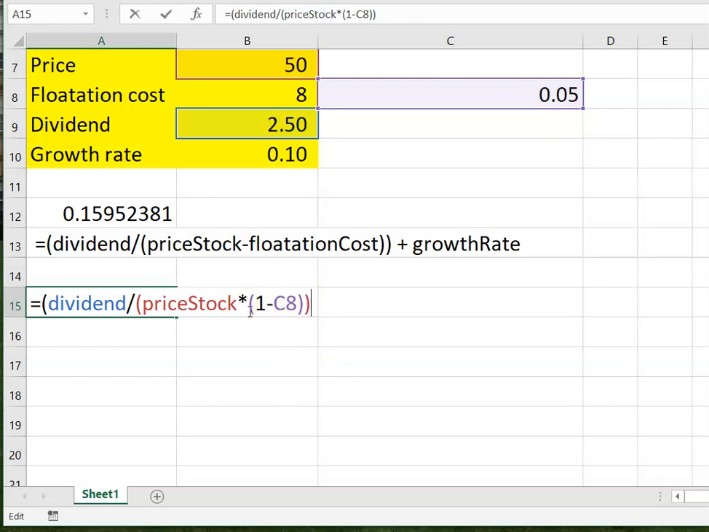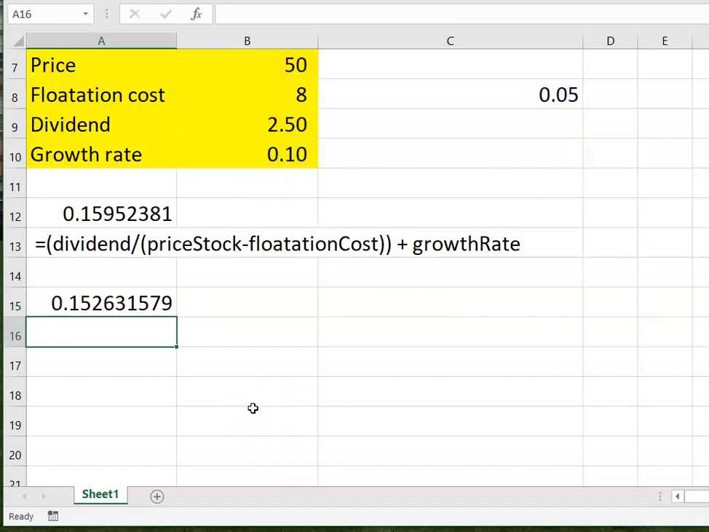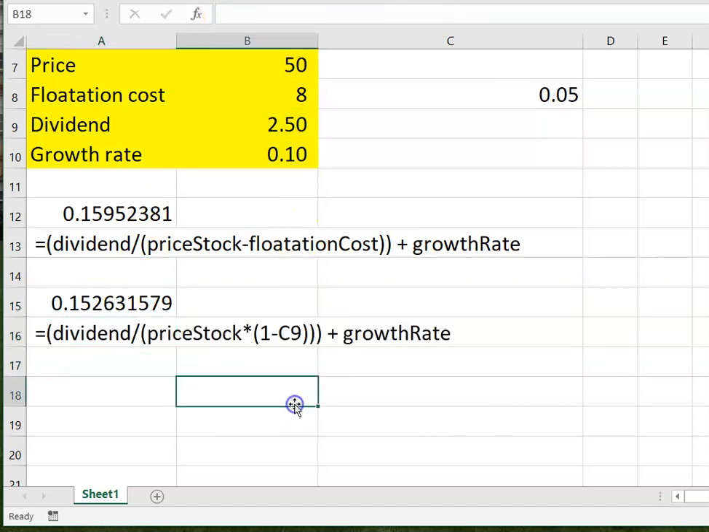I need another one to close my net flotation cost, and I need another one to get rid of all that, and I add my growth rate to that. And let's see what we get. We get 15.26. It's a little bit less because this 5% is less than the 16%. All right. Let me copy that. So this was 1 minus the percent flotation costs.